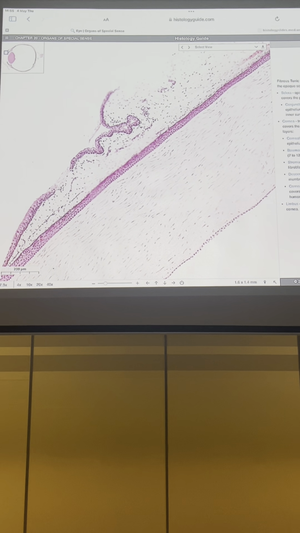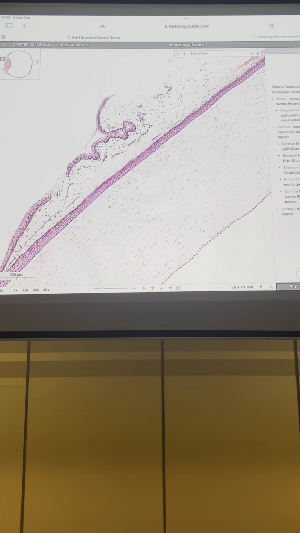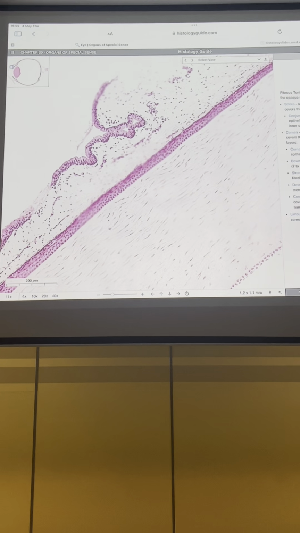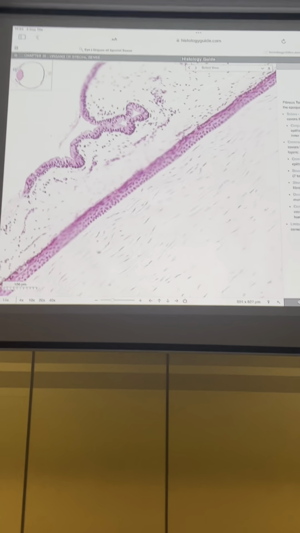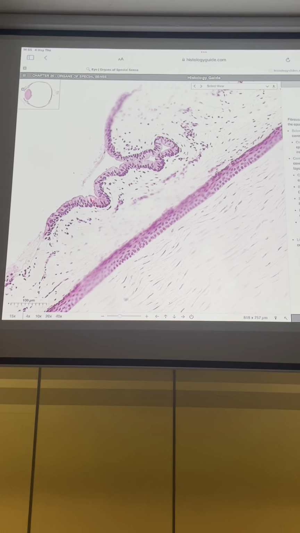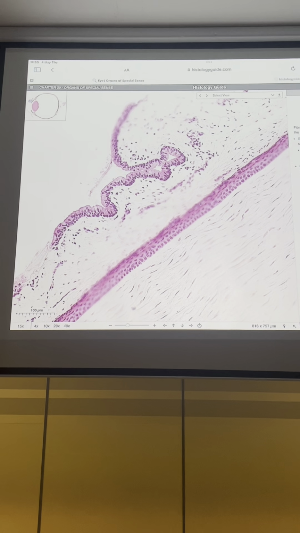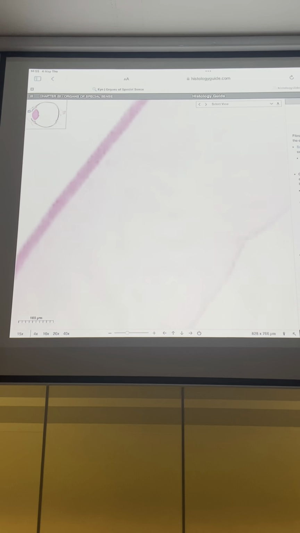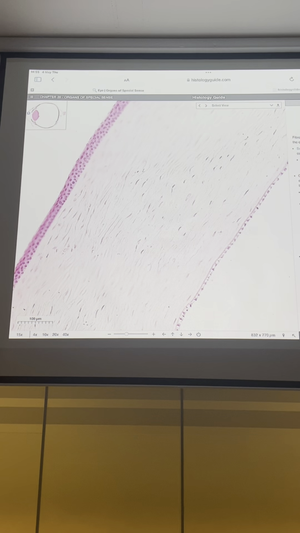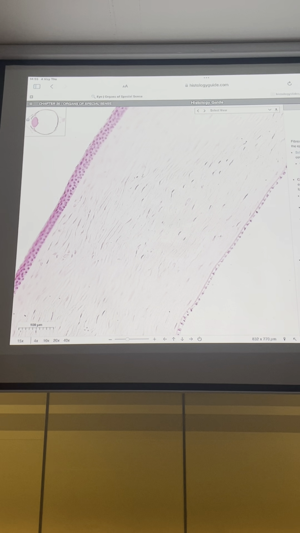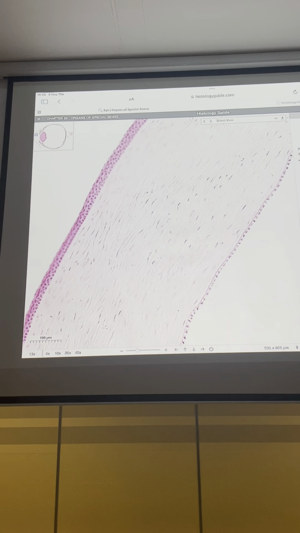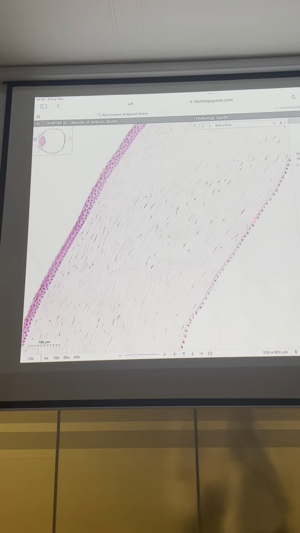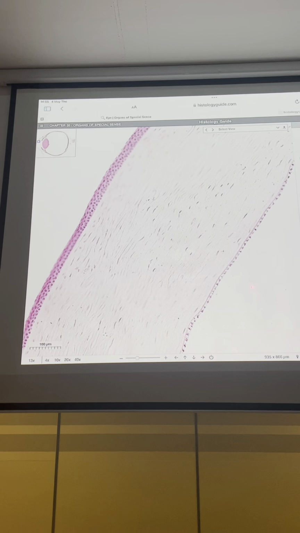Conjunctiva, depending on its location, is composed of stratified squamous or stratified columnar epithelium. For example, here you can see stratified columnar epithelium. Look at this one. And on the anterior side of the eye, the sclera continues with the cornea. Here you can see the cornea. This part is the outer side and this part is the inner side of the cornea.